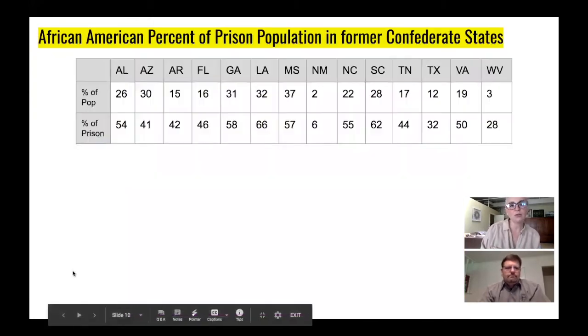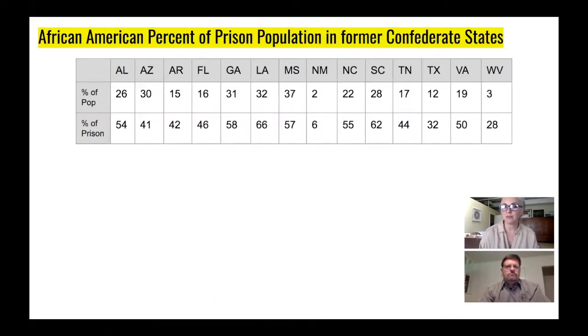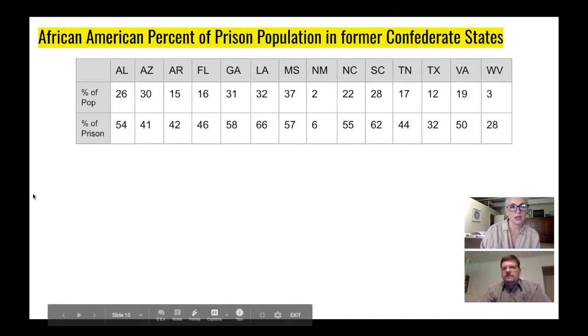Okay, so here's what I grabbed: the African American percent of state and prison population in former Confederate states. So you've got Alabama, Arizona, Arkansas, and up. The first line of values is the state population of African American people, and the second line is the percent of prison population. And this is still based on the 2010 census, right? Yes, we don't have any new census information, the 2020 census, because it's still in process.